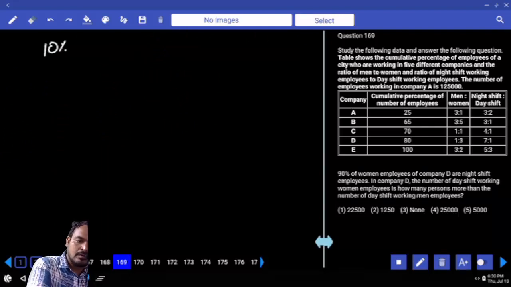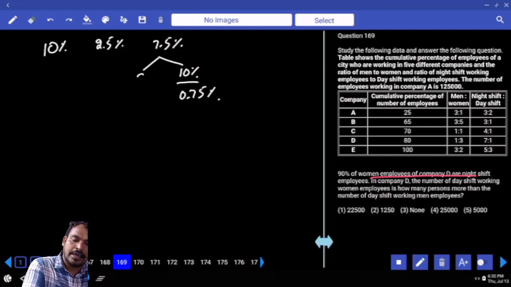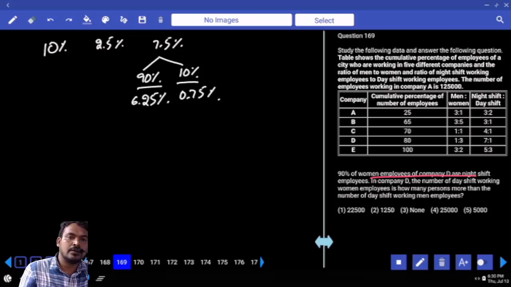10%. In that, what is the men value? 2.5. Women value? 7.5. In that 7.5, 10% are which one? Day shifter. What is the 10% value? 0.75. Night shift 6.75. 0.75 are day shift. 6.75 are night shifter. Okay.